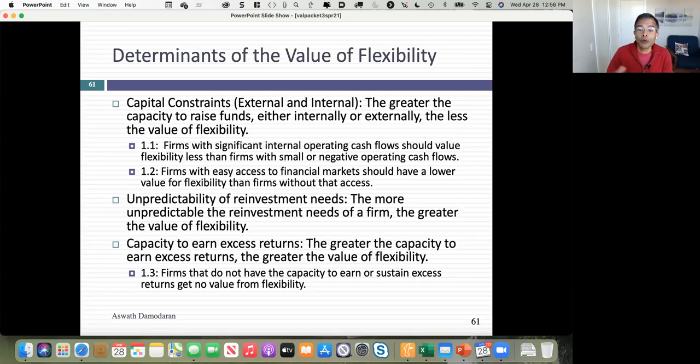2003, Yahoo rules the world. 2005, it's gone. The more uncertain you feel about future reinvestment needs, the more you will value flexibility. And finally, the value of flexibility comes from not just taking projects, but the projects have to earn excess returns. At 6.47% that I assumed was what gave me the value of the project.